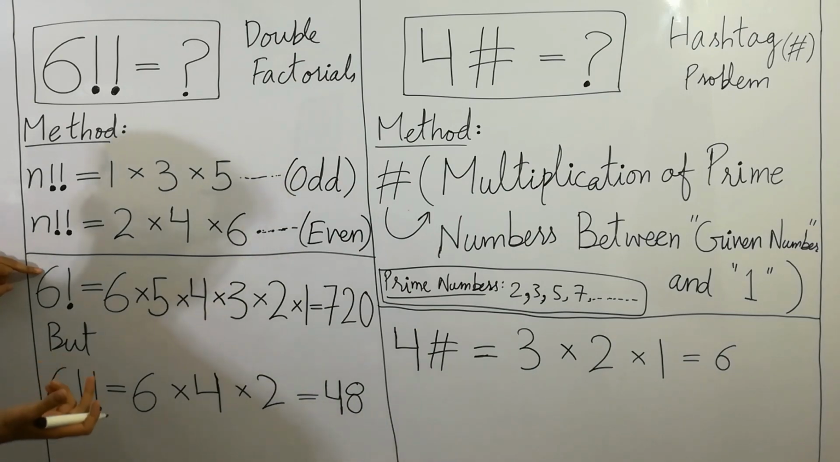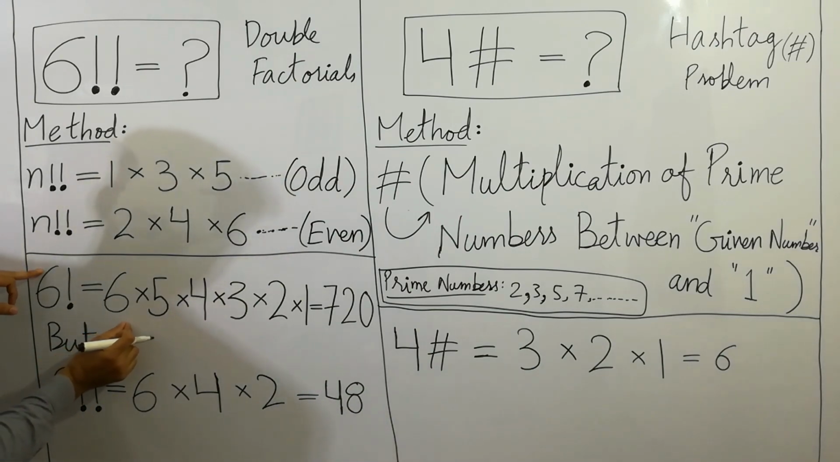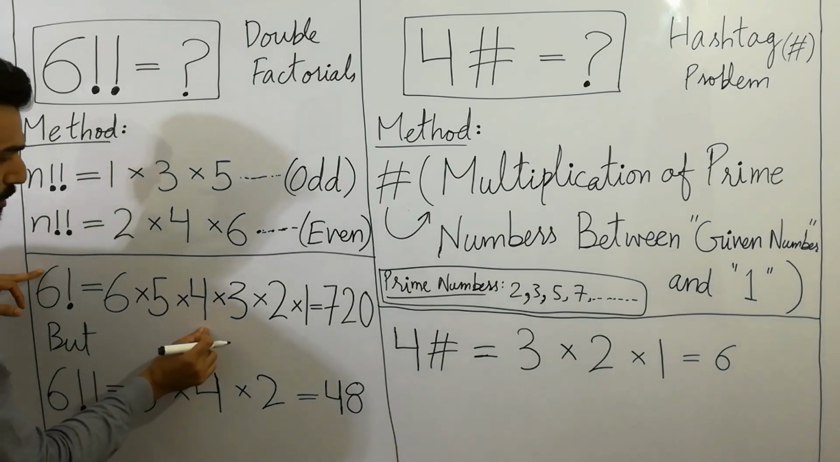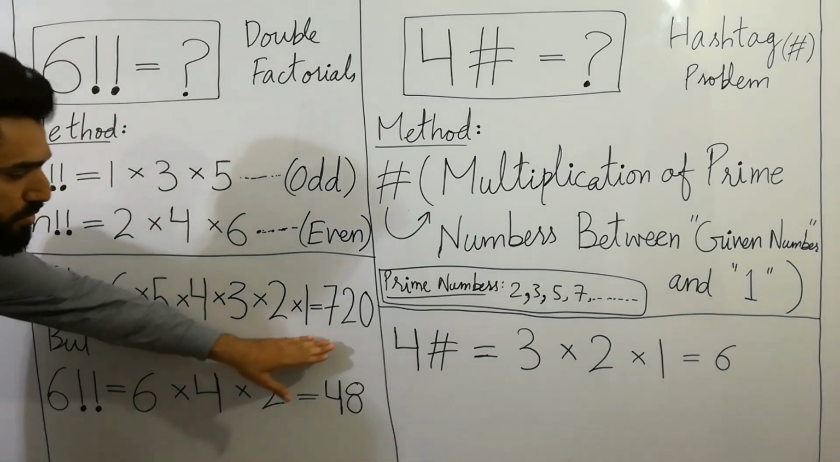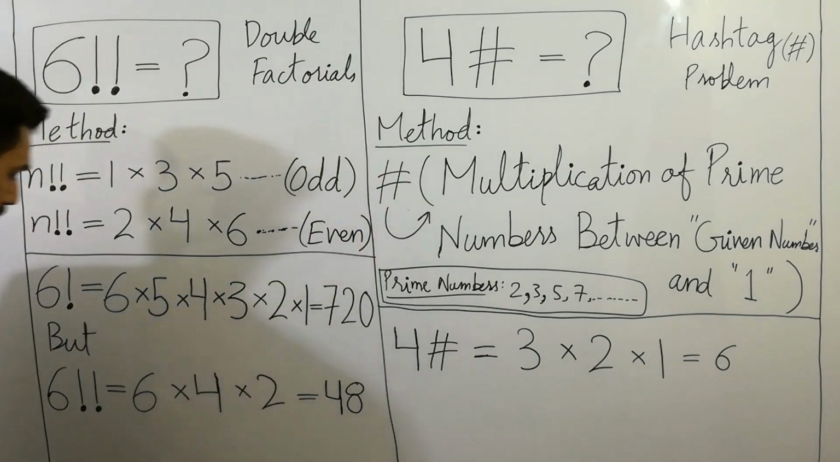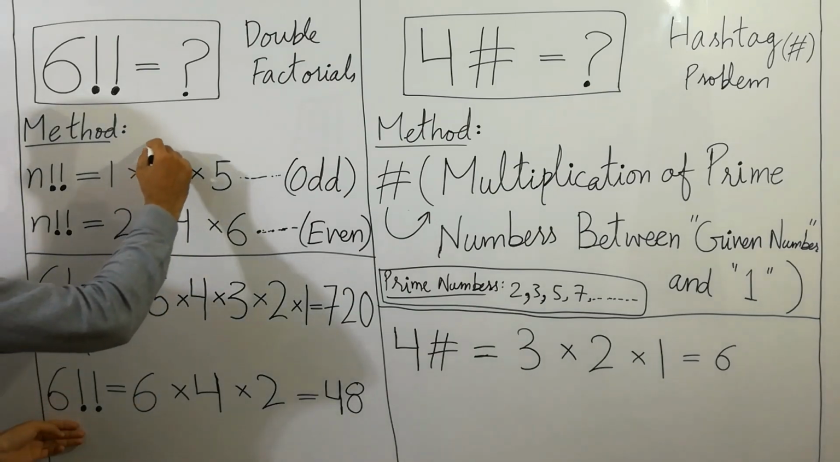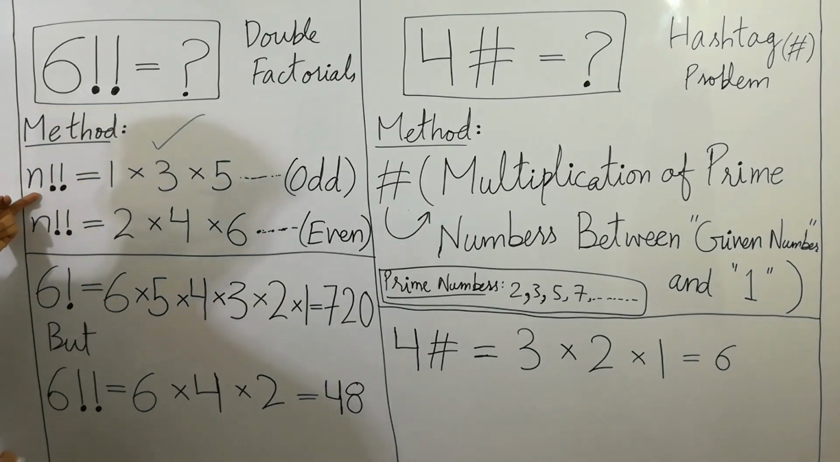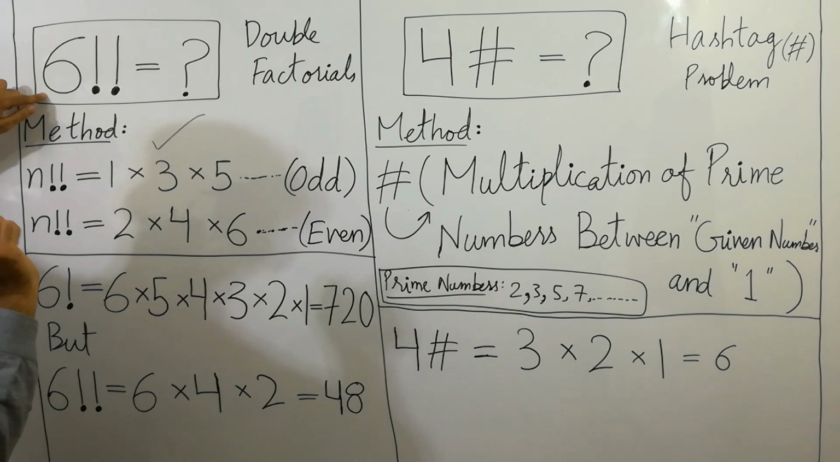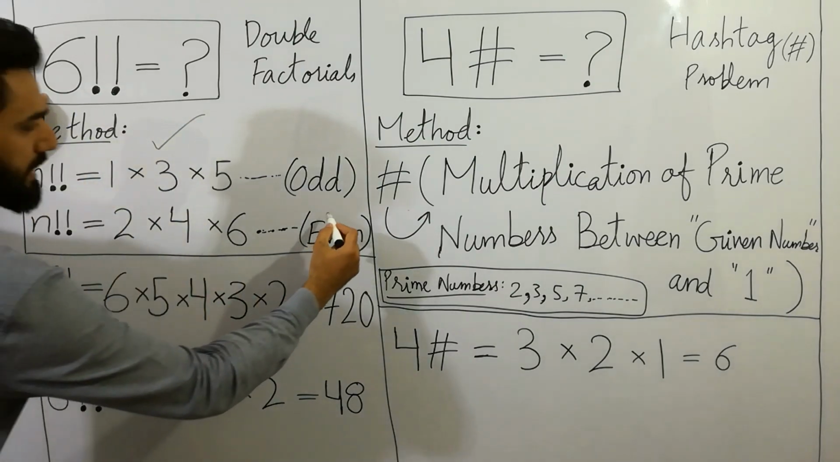6 factorial, you know, is equal to 6 cross 5 cross 4 3 2 1, which is equal to 720. But 6 double factorial, how do we solve it? You must remember this method for odd numbers and for even numbers, and 6 is an even number.